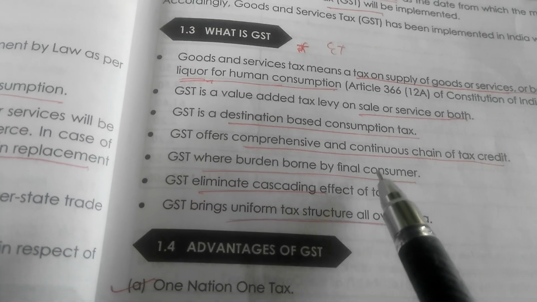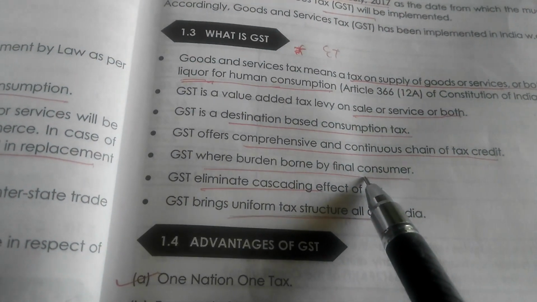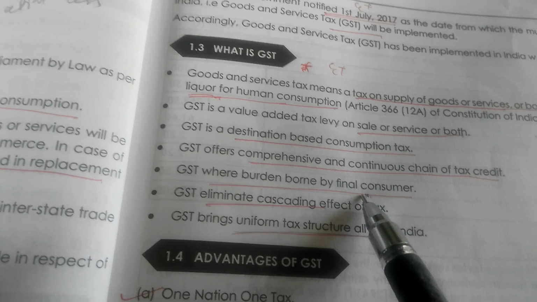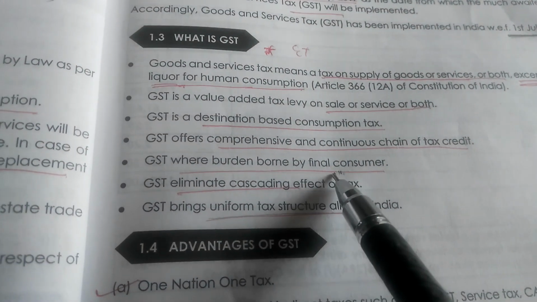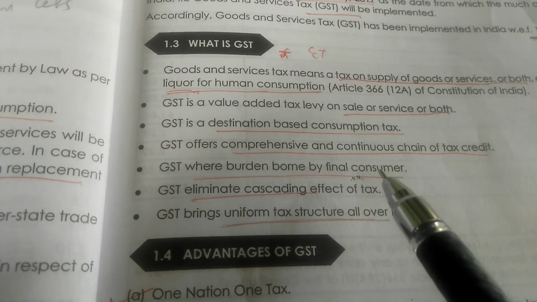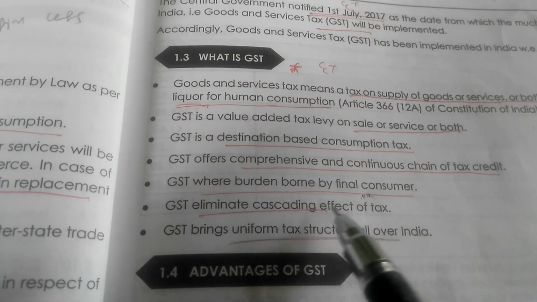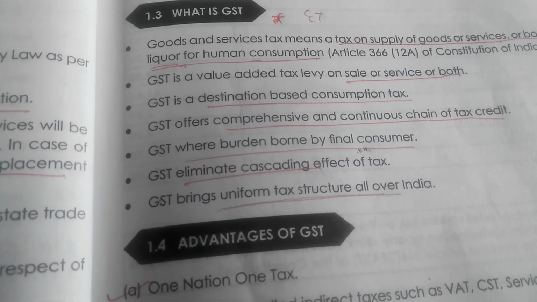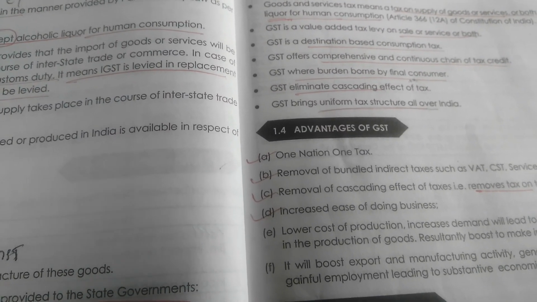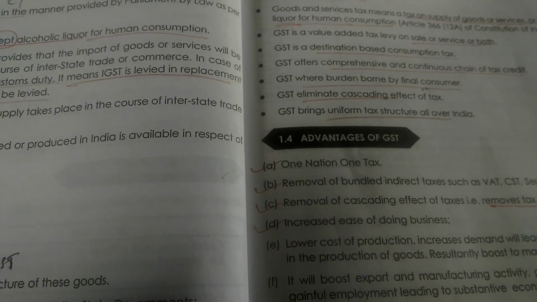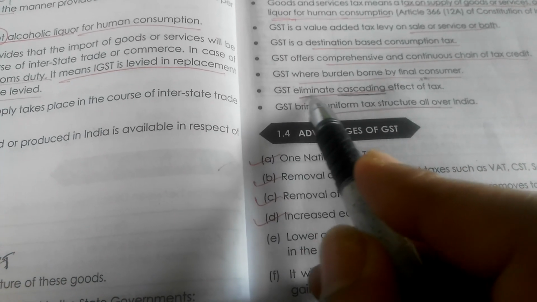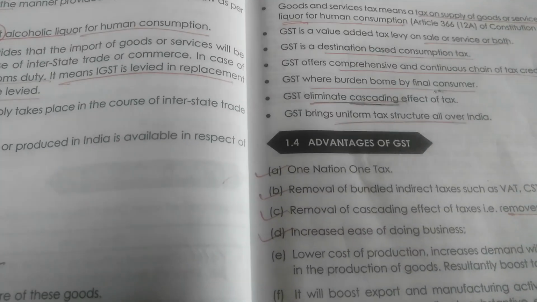GST burden is borne by the final consumer. As I told you, in a transaction between B2C, not B2B, the consumer has to pay the tax. GST eliminates the cascading effect. Cascading effect means you have to pay tax on tax. So in GST they prepared the model so that it eliminates the cascading effect and does not create it. Just remember this word, cascading effect. This is important: GST eliminates cascading effect.